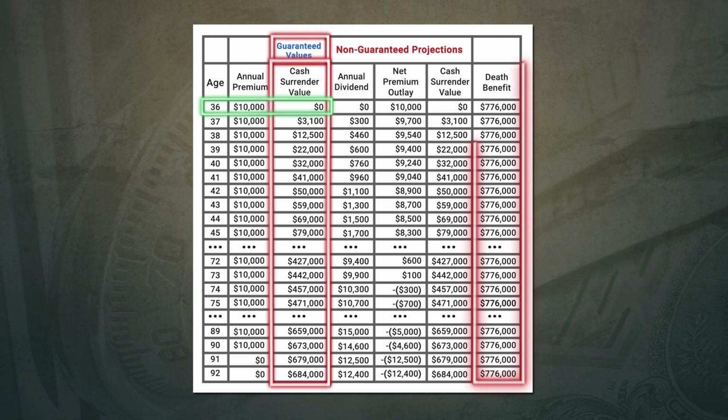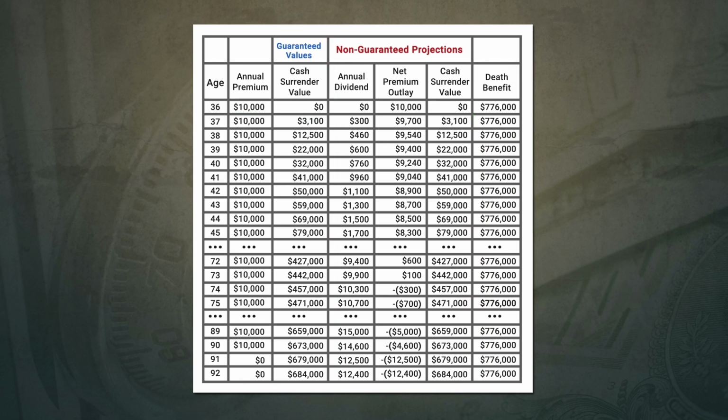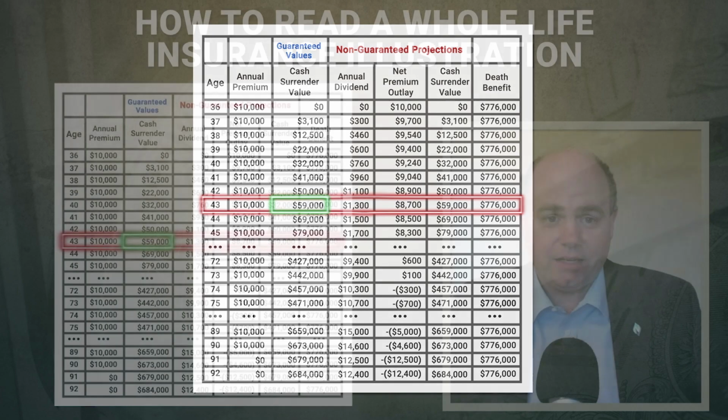However, the death benefit from inception is $776,000. So by you making that first premium payment, you've got the full death benefit coverage. It's just the cash value, at least the guaranteed one, is zero. But now over time, let's just skip ahead to age 43, for example, 7 years into the policy. Notice that the cash surrender value on the guaranteed portion of this illustration has grown to $59,000.